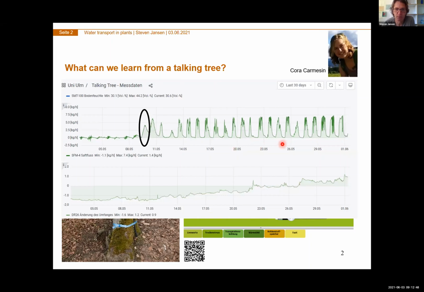So here I have some data from the last 30 days. And what I think is exciting, as you can see, is that suddenly on the 10th of May this year, sap started flowing in the trunk of Bertie. And this is because around that time, the leaves had fully expanded, had flushed, and transpiration had started. We can also see here in the dendrometer that the diameter of the trunk is increasing over the last weeks. And this is because the tree is producing a new growth ring.